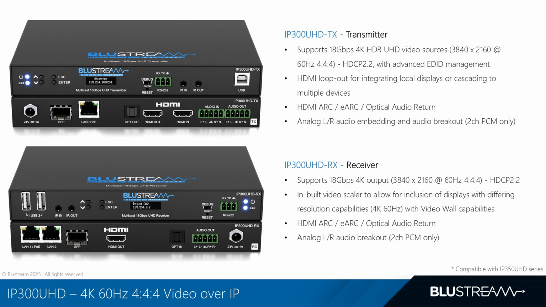You can use standard 1 gigabit SFP modules, making it easy to match your existing fiber infrastructure, whether that's single mode or multi-mode. On the receiver side, you'll find a second RJ45 port, just like with our IP200 line. This enables you to cascade additional IP300 receivers, allowing the same video stream to be extended across multiple displays without additional network switch ports. Again, ideal for video walls, digital signage, and venue-wide replication.